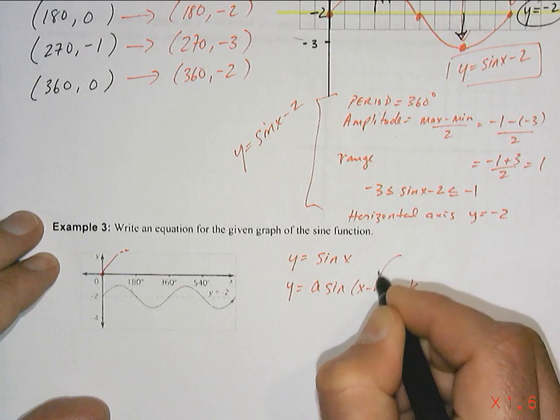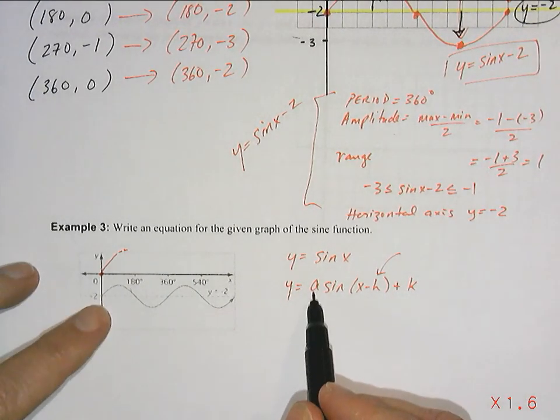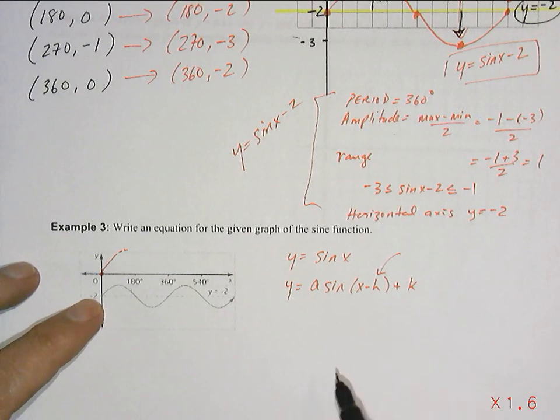Now, you don't know what the h does yet. The h is going to move things left and right. Right now, this one's not going to have a left or right. We haven't done an example like that. But right now, we're interested in whether or not the a's been changed or the k's been changed.